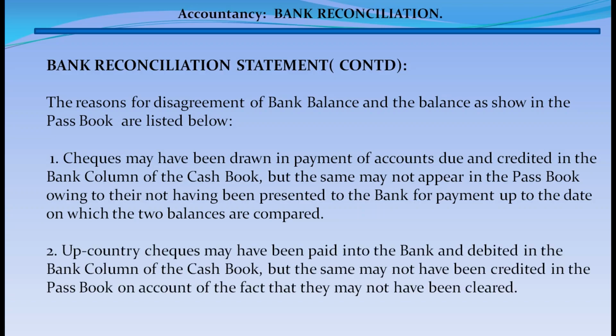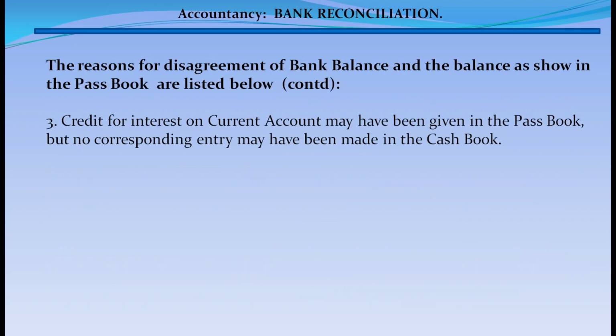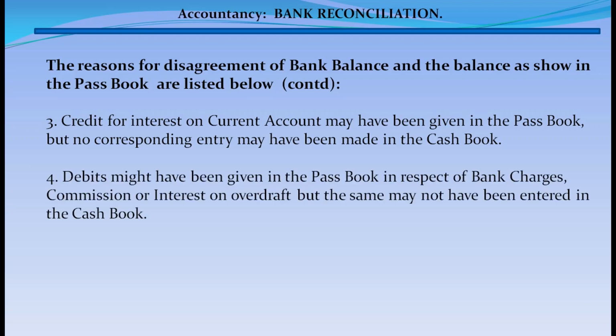2. Up-country checks may have been paid into the bank and debited in the bank column of the cash book, but the same may not have been credited in the passbook on account of the fact that they may not have been cleared. 3. Credit for interest on current account may have been given in the passbook, but no corresponding entry may have been made in the cash book.